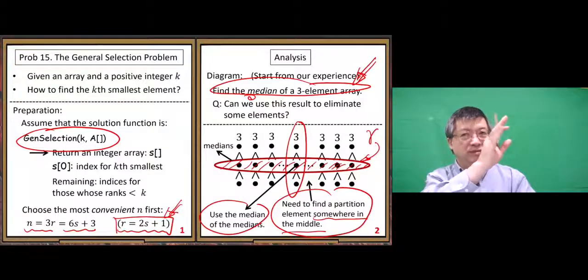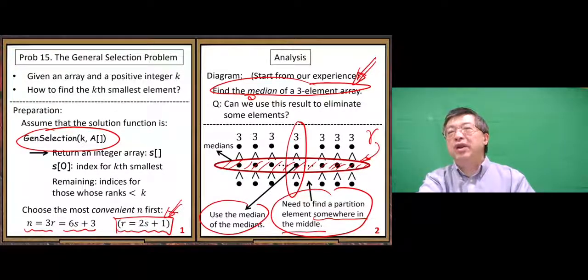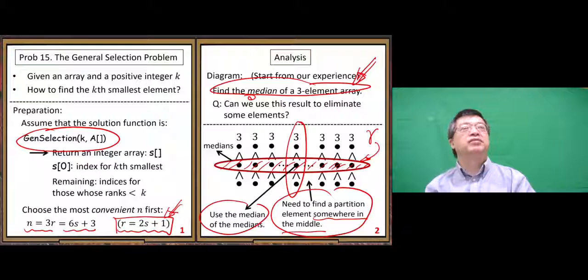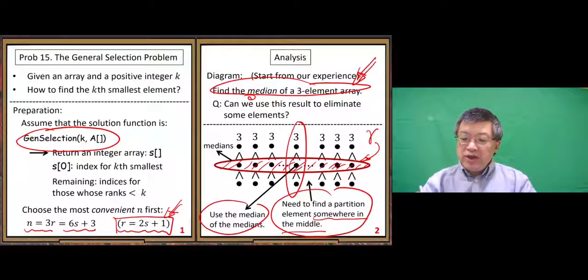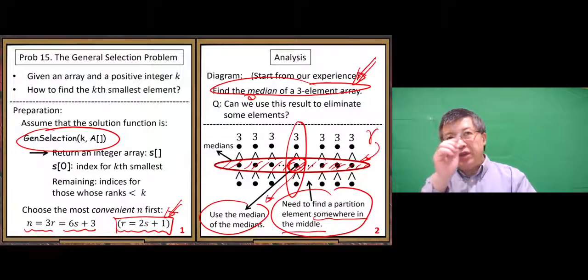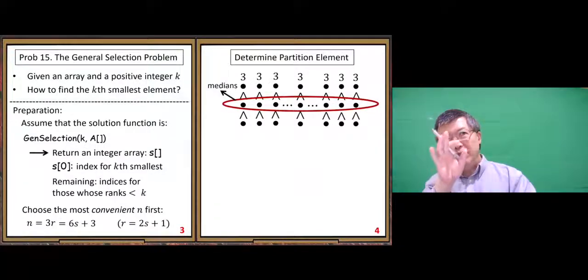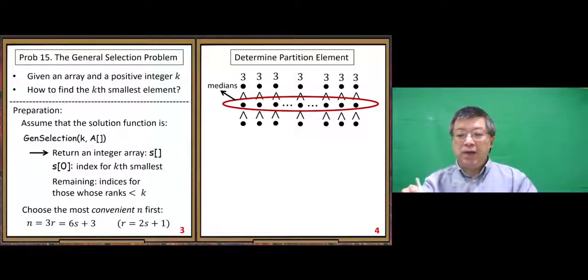By recurrence function call, we can get the median of the medians. This element is very special, so we will use it as our partition element. So that's the reason. That's why we spend so much time work on it, because we want to find that special element. All right, so next, let's continue on that to work on determine the partition element.